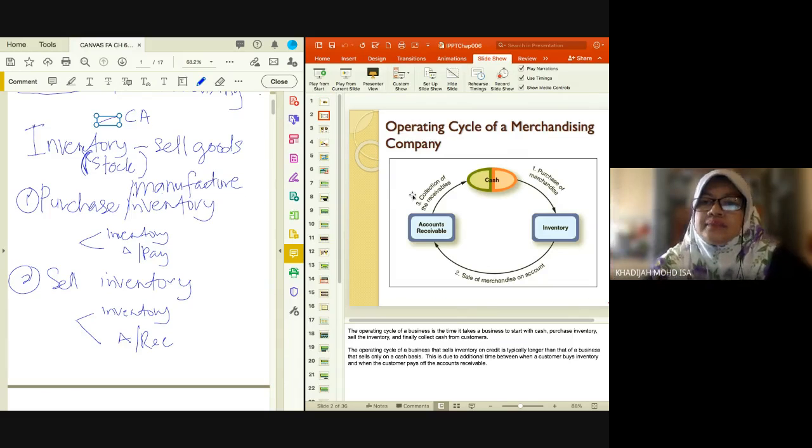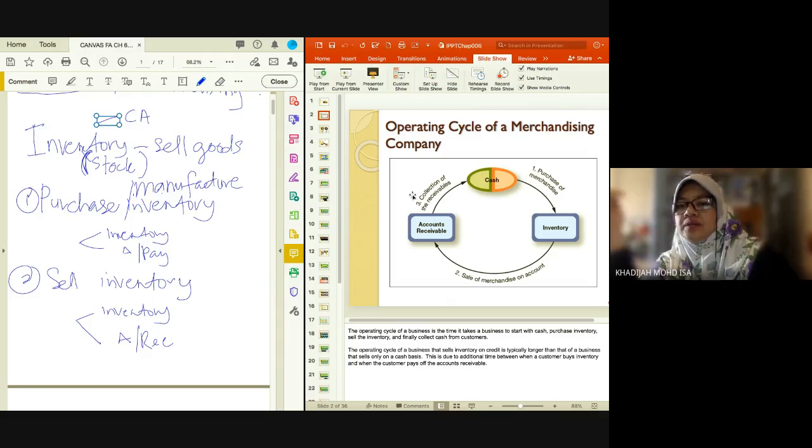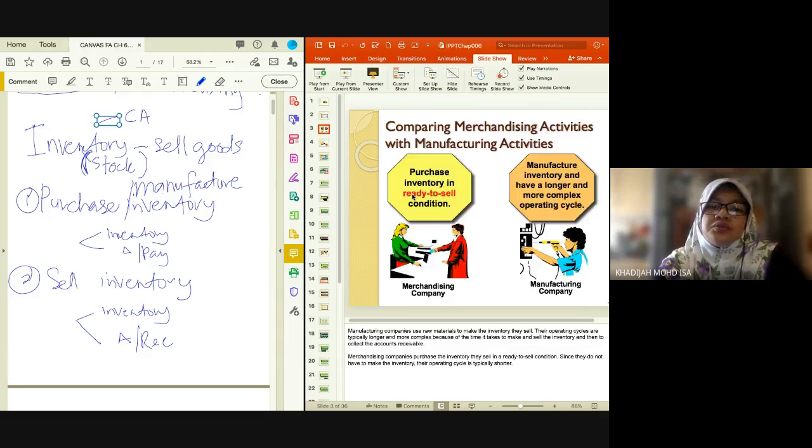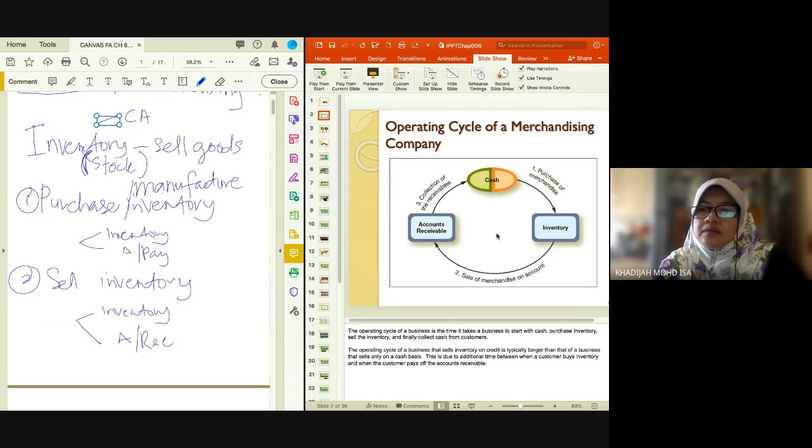But what we're going to look into now is if, instead of manufacturing, we're talking about merchandising activities. You have cash, and using the cash you buy your inventory. When you buy, it means that you buy from your supplier. Either you buy by cash, so it means that you pay cash, or you buy on account, which means that you take the goods first and then you pay later. So either way, whether you go by cash or by accounts payable, here you will have your accounts payable.